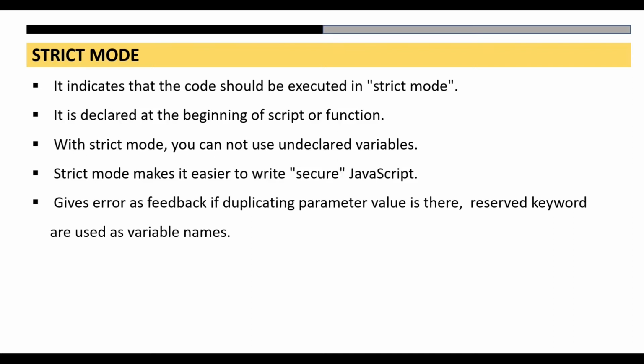Even if you're having parameters, if you're trying to duplicate the parameters, there also it gives you error or a feedback. So it gives you either a feedback or an error in the console, that even if you're trying to duplicate the parameters, or if you're trying to use the reserved keywords as the variable name in JavaScript, in all these cases you will get the error. So let's see how we can include strict mode in our code.